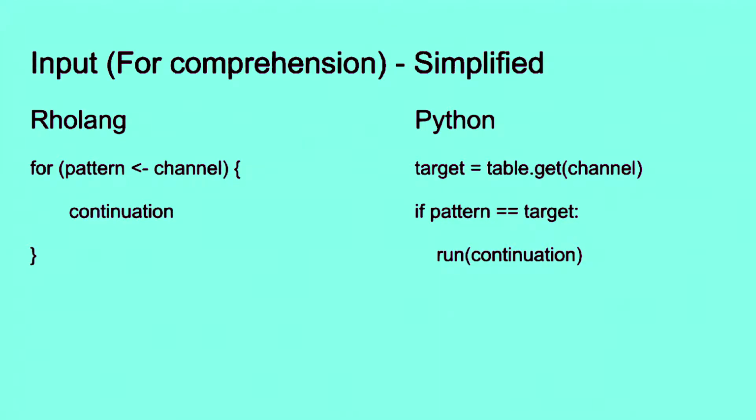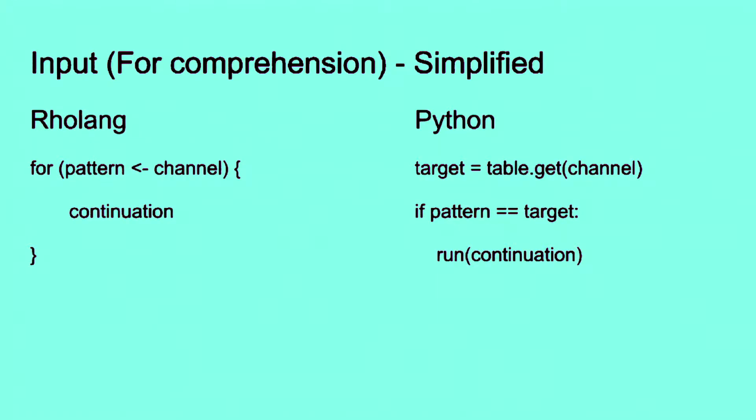For the input statement, the syntax is for, which is a keyword, and then the pattern, which is from a channel, and then the continuation. If we look at this in Python pseudocode, it is effectively the same as getting whatever code or data was at the channel in the table I previously mentioned, and then seeing if the pattern matches that channel. And if it does, it executes it.